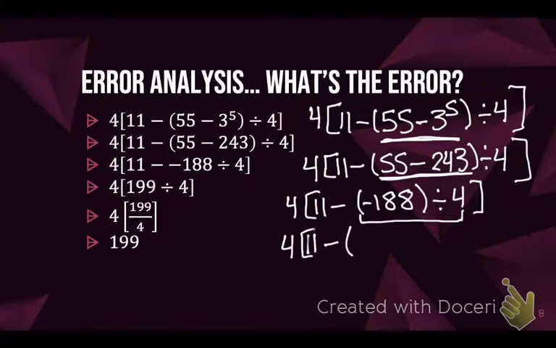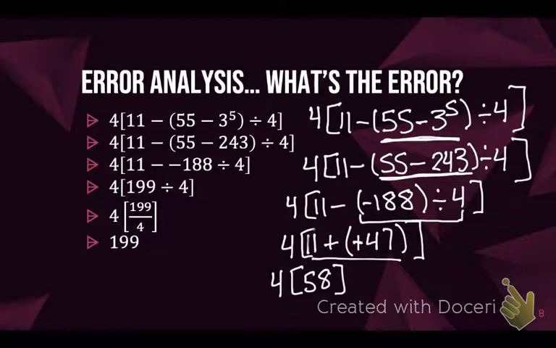Okay, so when I divide, a negative divided by a positive will stay a negative. And then 188 divided by 4 is 47, so negative 47. I'm keeping that in parentheses because it is a negative. Now I do what's in the brackets, so 4 times, add the opposite, that's 58. And then lastly, times 4 is 232.